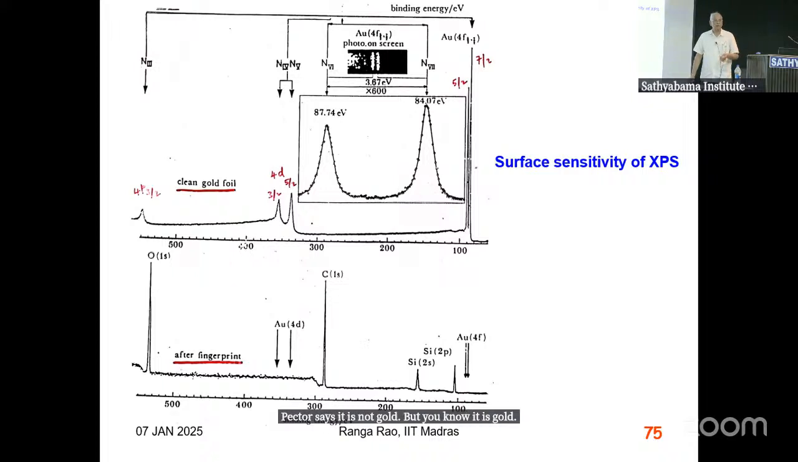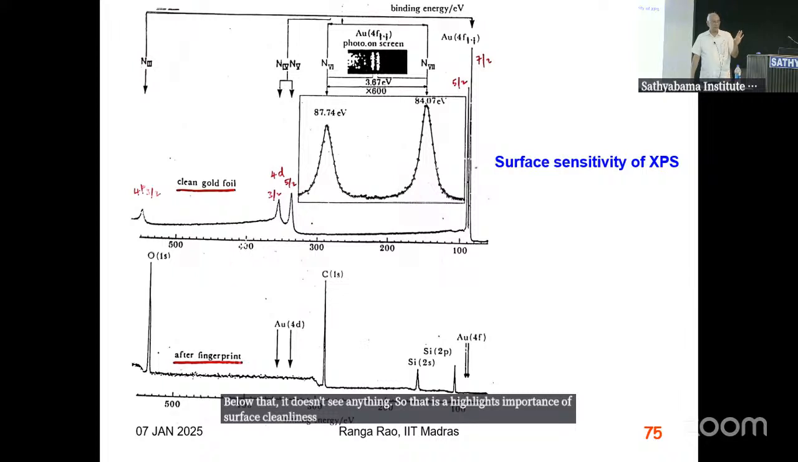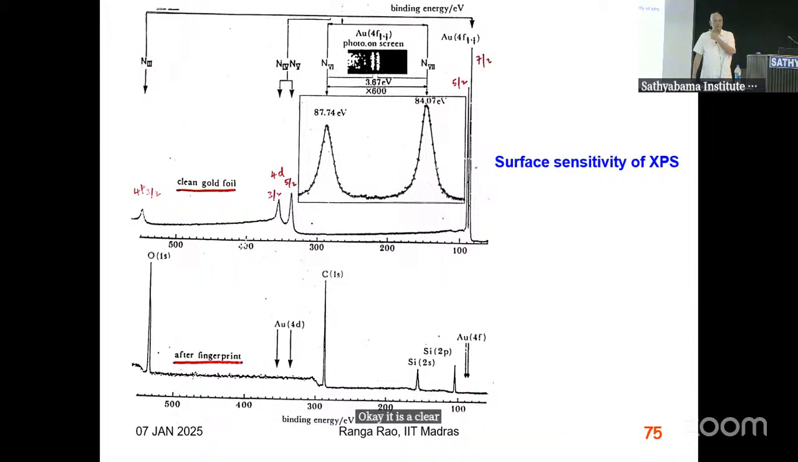So how do you understand that? That is the point. How do you understand that? As I said, it can only see up to 100 angstroms. Below that, it doesn't see anything. So that highlights the importance of surface cleanliness of the sample that you are recording. Okay, it is a clear example of how surface cleanliness is very important. All right.